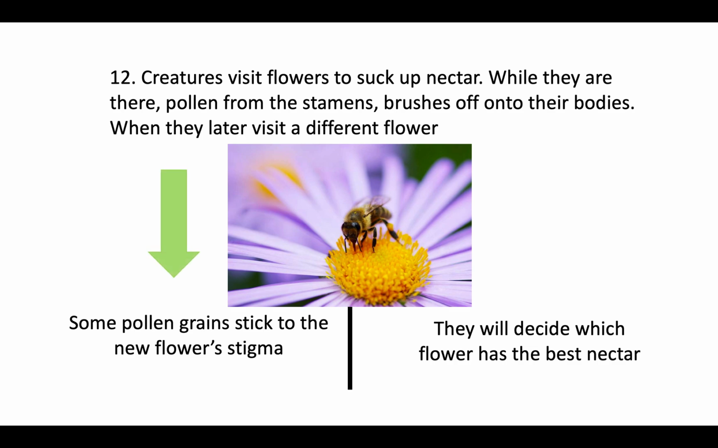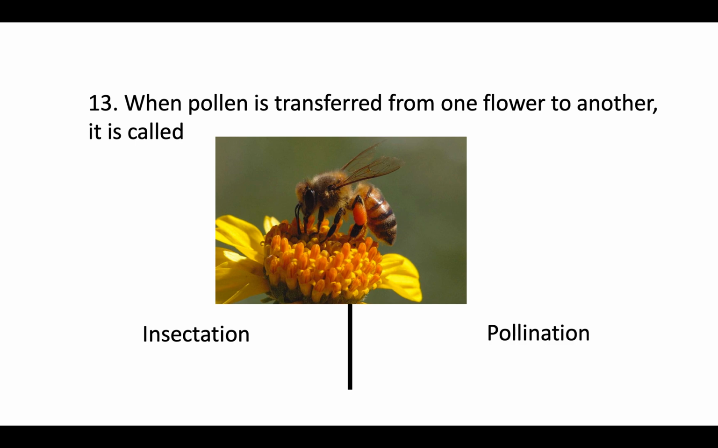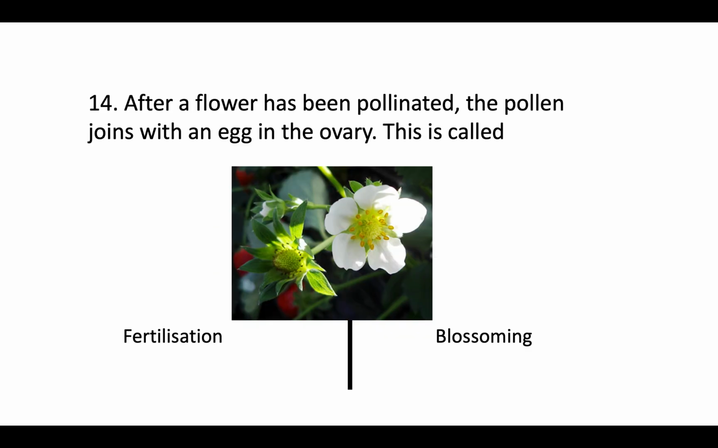Of course it is. Number 13, when pollen is transferred from one flower to another, it is called what? Insectation or pollination? I giggled at the A option, which means it surely has to be the B option. Yes, phew. Imagine if it had been insectation. I really wouldn't understand science anymore. Right, here we go, 2 more.